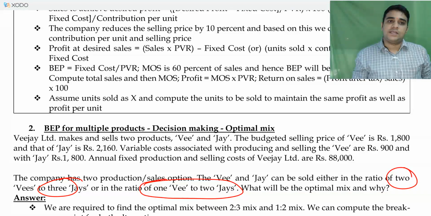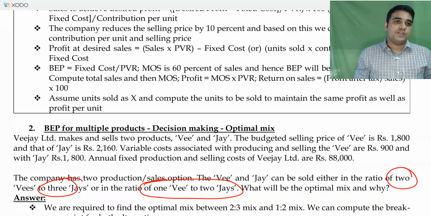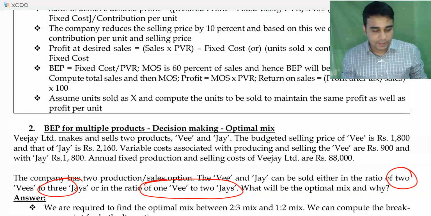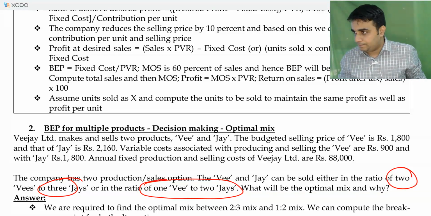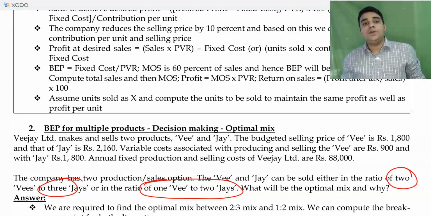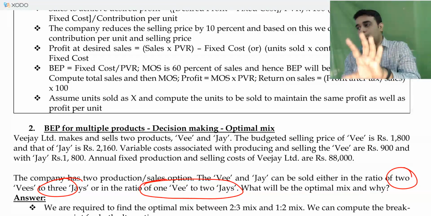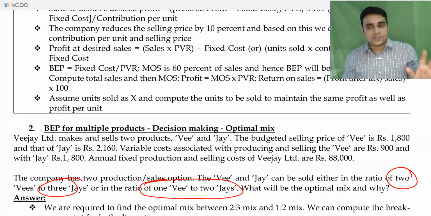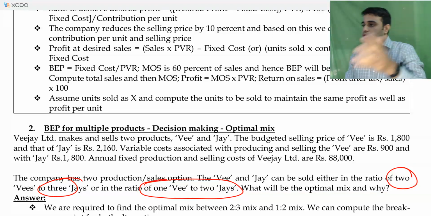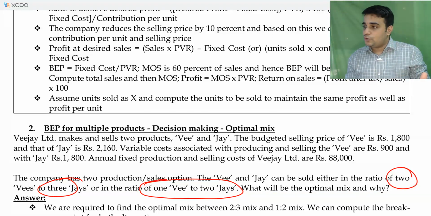If the problem says the company plans to sell 60,000 units, 1 lakh units, 2 lakh units, some number, if it was given. Unfortunately, they have not given a number. They have not mentioned how many units you would sell. If they had given any number, saying that the company plans to sell 1 lakh units, it would have become fairly simple for us. 1 lakh in the ratio of 2:3 would have split. How much contribution from V, how much contribution from J, deduct fixed cost.